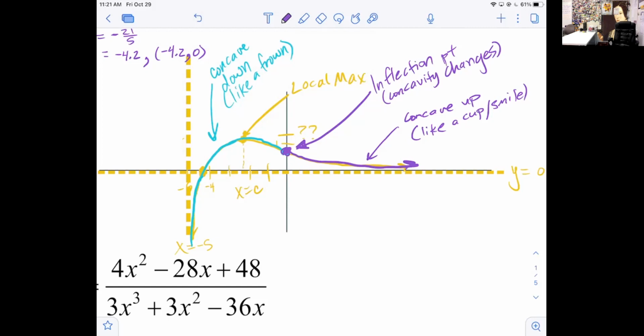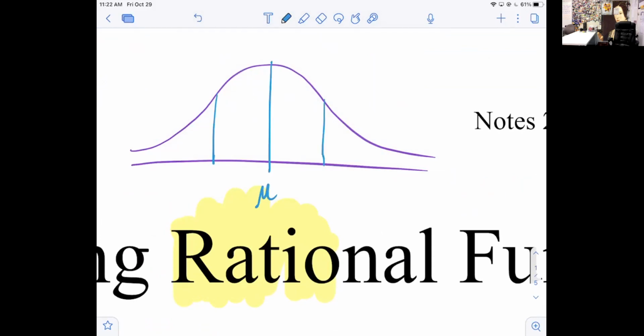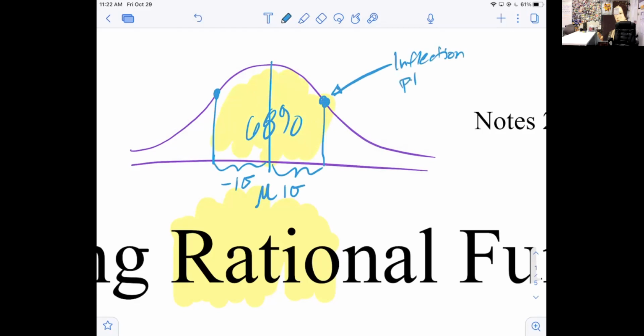The curvature change is a very important point in statistics, because if you've ever looked at the standard normal curve, the bell curve, right? The population mean is called mu. Most of the population lives there. And if you've had statistics, about 68% of the population lives in this region. We call this distance the standard deviation. And guess where the standard deviation falls? The first standard deviation falls at the inflection point of the standard normal curve. Pretty cool. It goes from concave up like a cup to concave down like a frown, back to concave up like a cup.